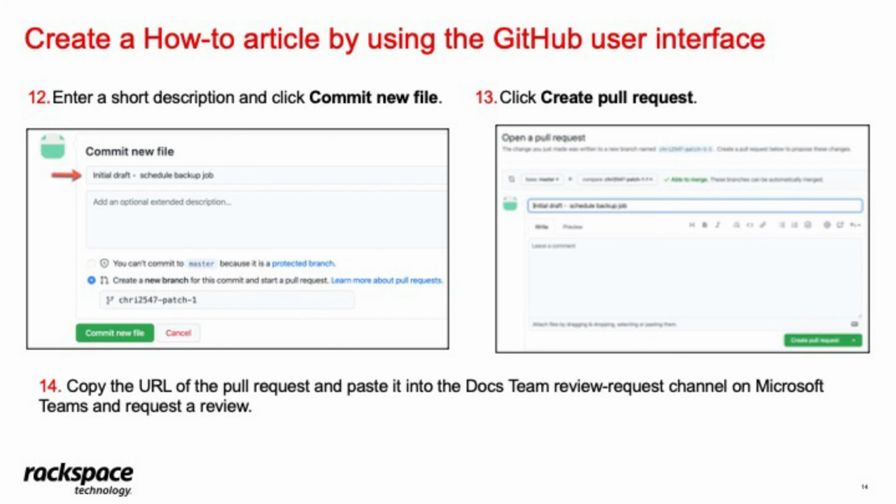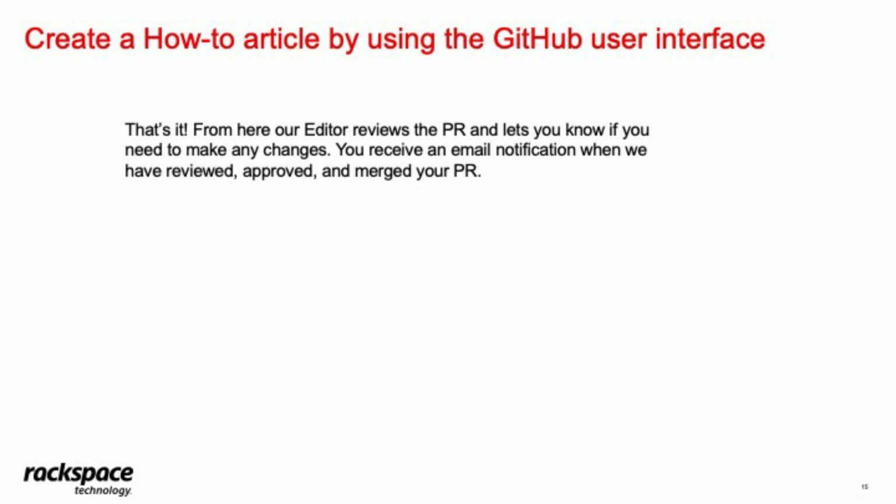When you've written everything you need to help the customers thrive, scroll to the bottom of the window and add a brief commit message describing your masterpiece. Click Create Pull Request. Post a copy of the PR URL requesting a review in the Rackspace Teams Docs Team and Review Requests channel, or you can email us at infodev@rackspace.com. We'll check it out and let you know if it needs any tweaks. GitHub sends notifications when the PR is merged and published.